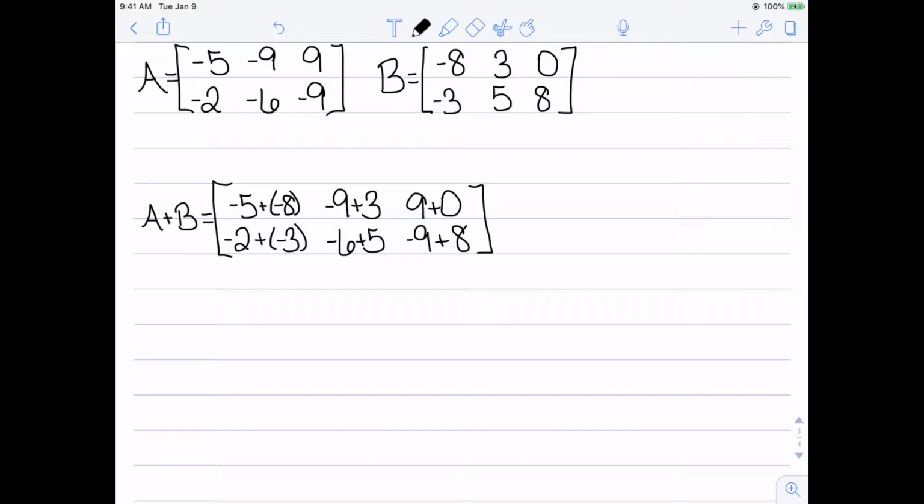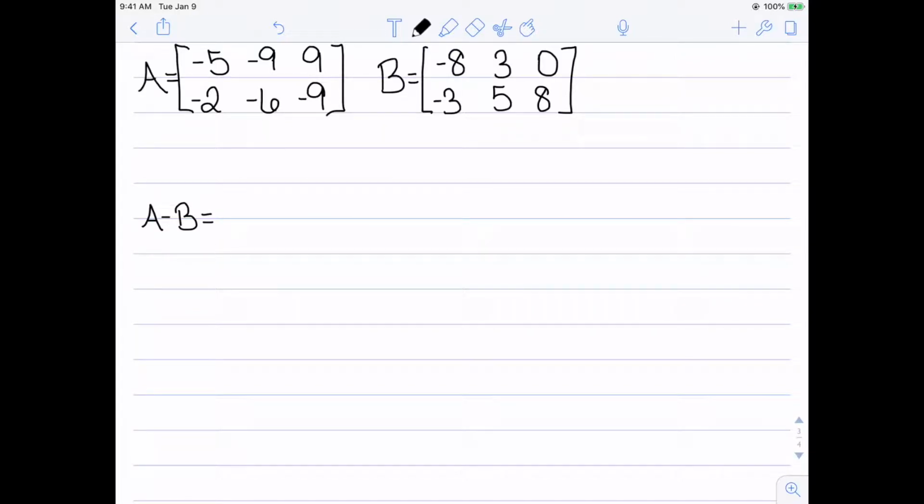Now that we have that, it's just a matter of simplifying. -5 plus -8 is -13. -9 plus 3 is -6. 9 plus 0 is 9. Moving to my second row, -2 plus -3 is -5. -6 plus 5 is -1. And -9 plus 8 is -1. So I've now added my two matrices.